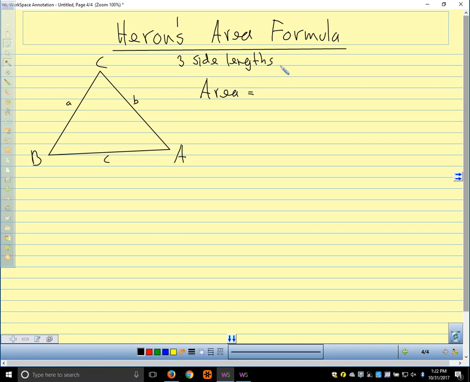Well, Heron came up with this method for calculating the area of this triangle. It has to do with the law of cosines. The area is the square root of S times S minus A times S minus B times S minus C, where S is A plus B plus C divided by 2, which is called the semi-perimeter.